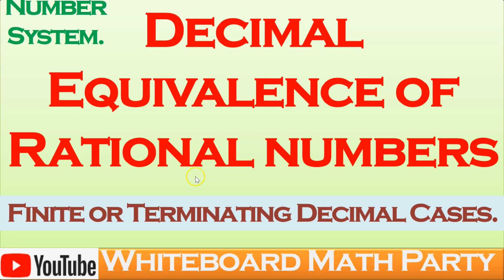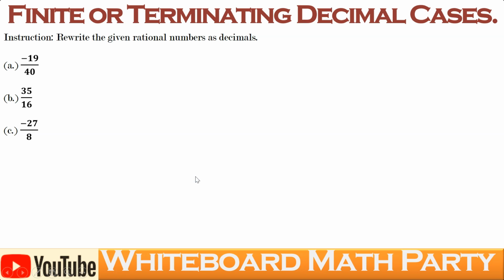The first example says that we should rewrite the rational number negative 19 upon 40 as a decimal number. I'm going to show you two different ways of solving problems of this nature. The first method is the decimal fraction method, while the second method is the long division method. The decimal fraction method only works when the denominator is convertible to any of 10, 100, 1000, 10,000, 100,000, 1 million, etc., without changing the numerator into a decimal number.